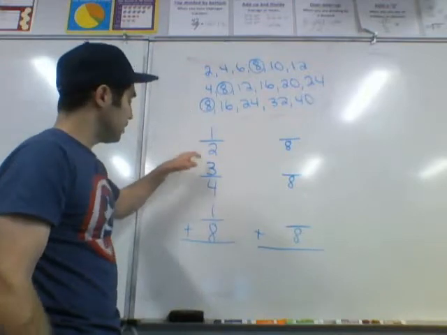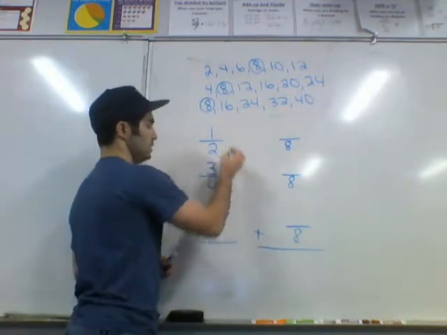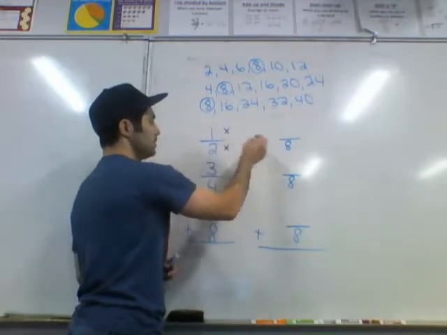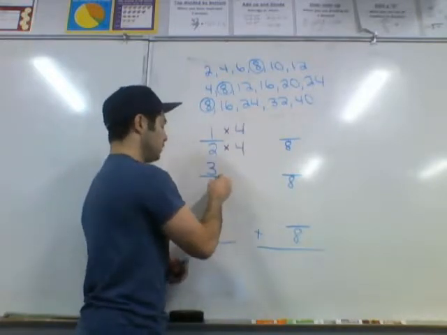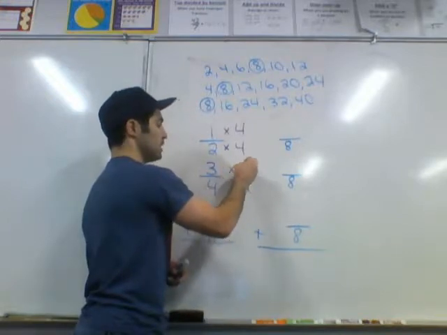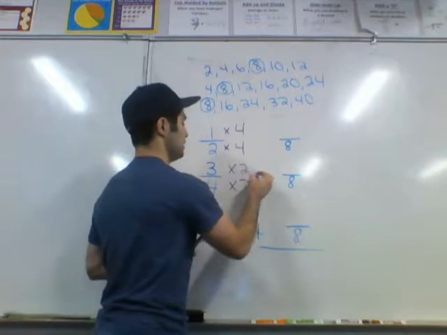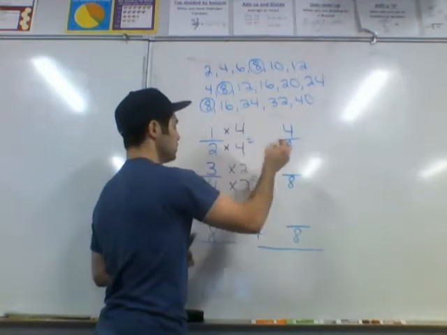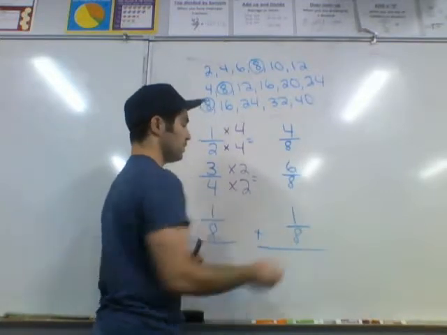So let's go ahead and multiply this out. 2 times what number is 8? Well, 2 times 4. If you do it to the top, you've got to do it to the bottom. 4 times what is 8? Well, that of course is going to be 2. If you do it to the top, you've got to do it to the bottom. So these are going to be 1 times 4 is 4. 3 times 2 is 6. And then you just rewrite that one.